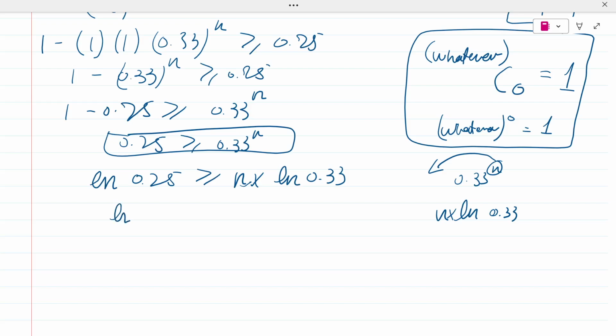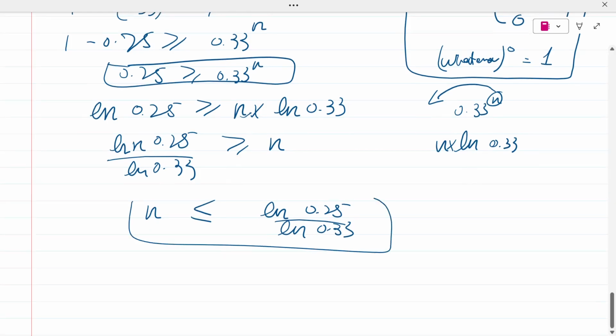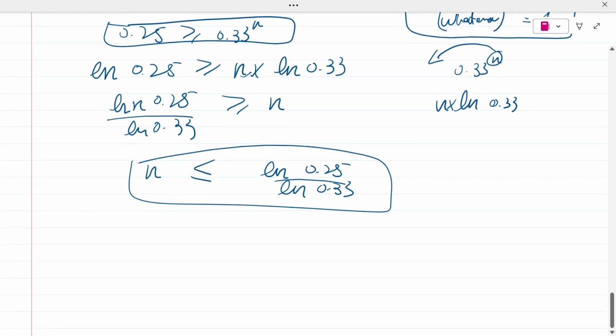So you can do it this way now. ln 0.25 divided by ln 0.33, still greater than or equal to n, right? Or you can also write it this way, ln 0.25 and ln 0.33, right? Now remember one thing. Sometimes the answers of log can be negative. So in here, ln 0.25 is... Oh, sorry, I shouldn't have said this word.